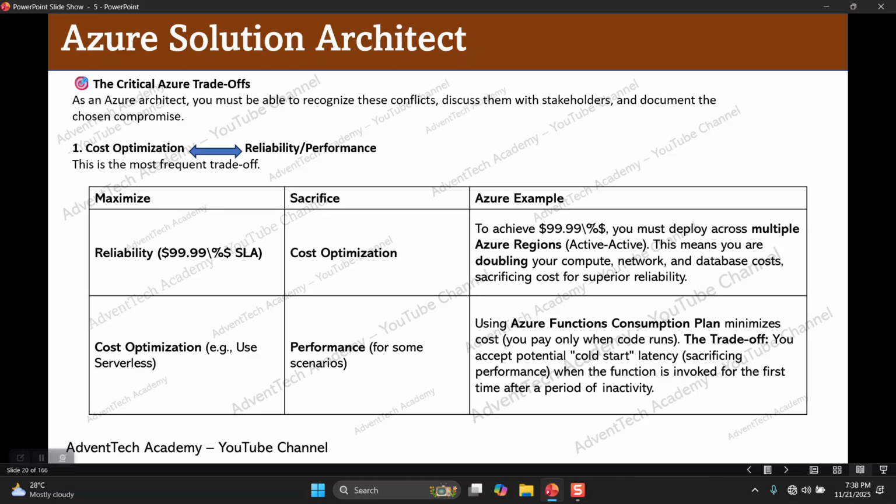Let us look into the critical Azure trade-offs. As an Azure architect, we must be able to recognize these conflicts, discuss them with the stakeholders, and document the chosen compromise. As a solution architect, we need to interact with the stakeholders, with the clients, with the delivery managers and project managers. We need to discuss all these trade-offs, all these non-functional requirements, and we should document it.